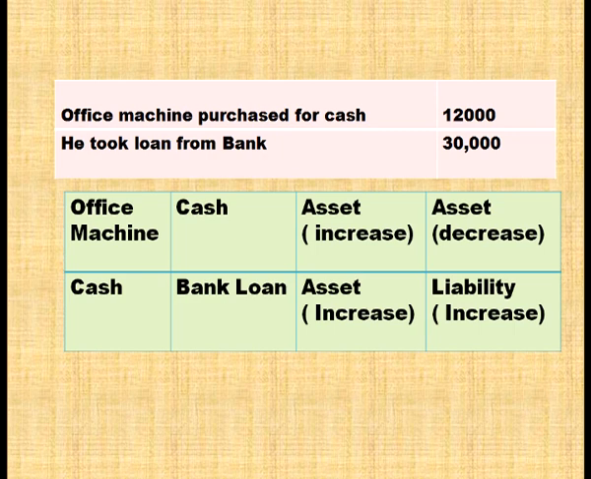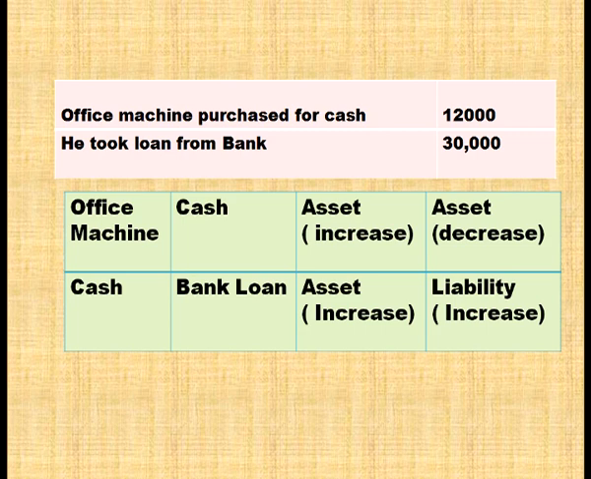Took loan from bank, rupees 30,000. Loan is taken means cash is coming inside the business. Cash and bank loan are the affected accounts. Cash is an asset. Rule for asset account, when it is increased, it is debited. So cash account is debited.